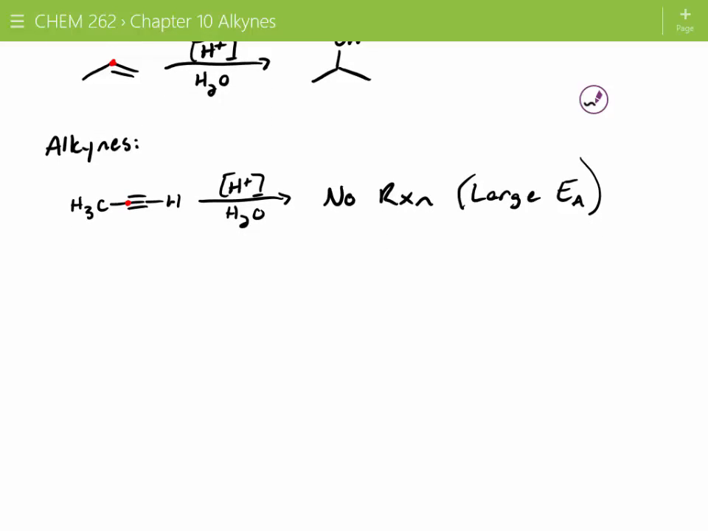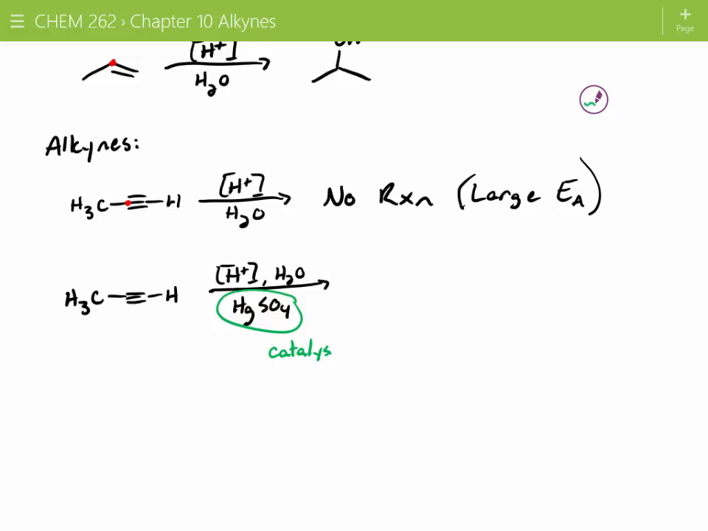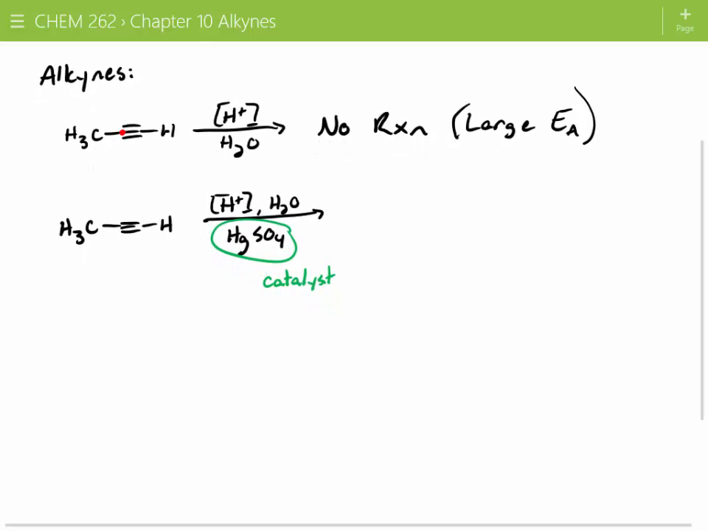So what they found works well is a mercury compound. So we'll still use our proton source and water, but we'll use mercury sulfate. In this case, mercury sulfate acts as a catalyst, helps lower that activation energy so that we don't have to heat up our reaction as hot and destroy things. And when we do this, we can now add our alcohol to the more substituted side of our alkyne.